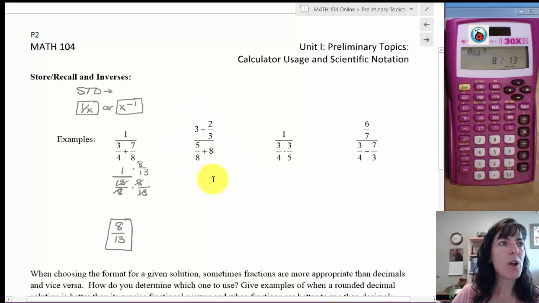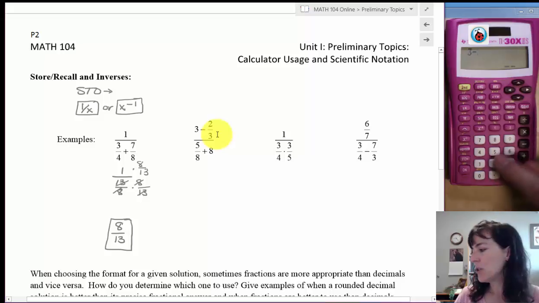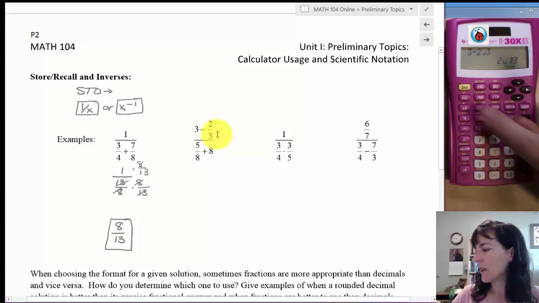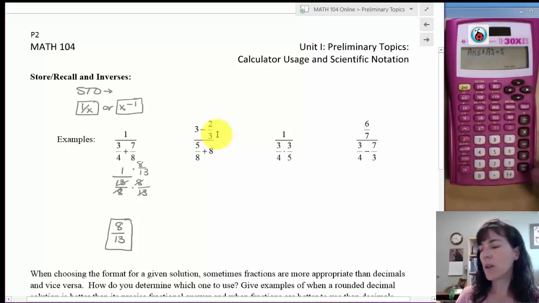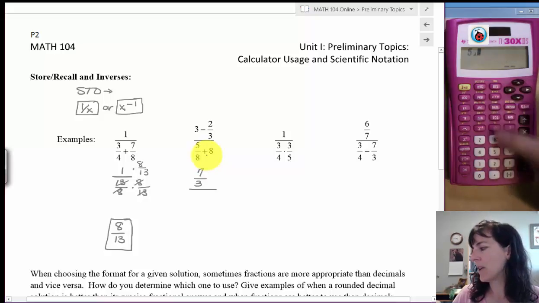Okay, for this problem, I have two problems with fractions, so I'm going to do each one separately and store them in my calculator. So the first one is 3 minus 2/3. So 2/3 equals, and it gives me a mixed number, so I convert it to improper, and I have 7/3 for my numerator. And that is over 5/8.